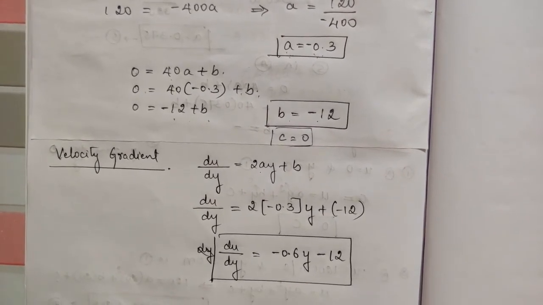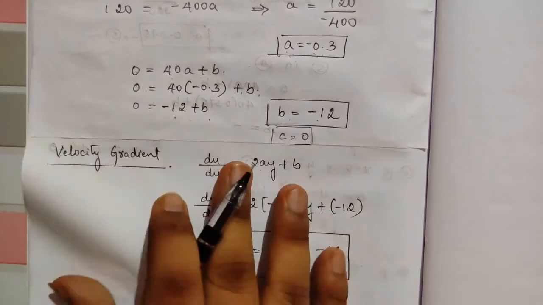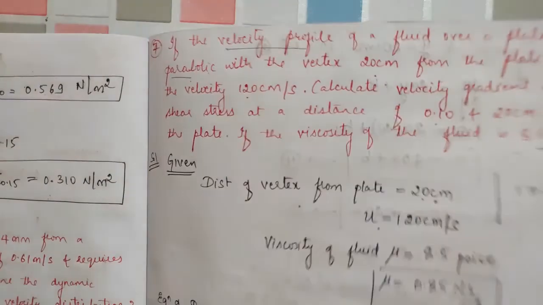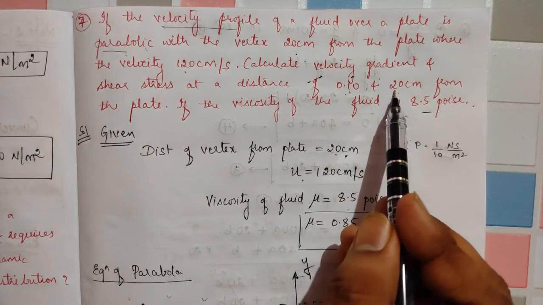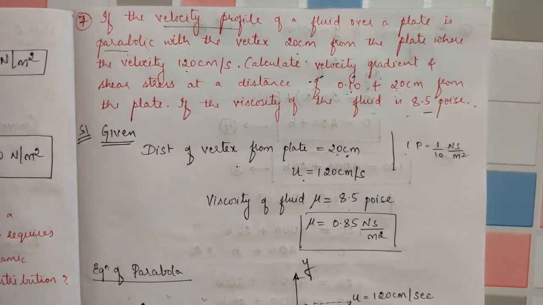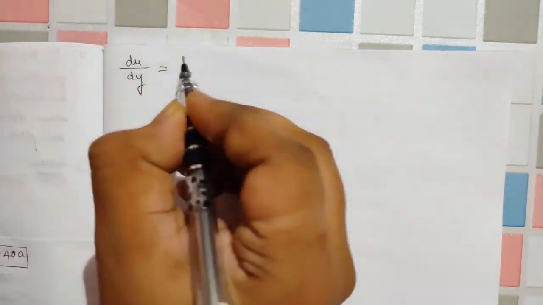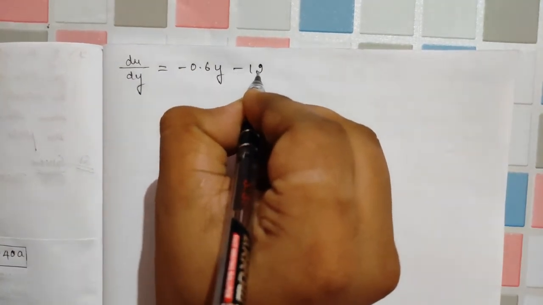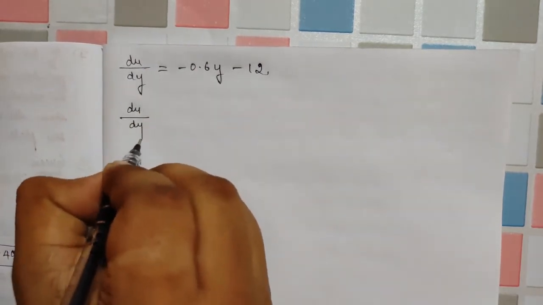Okay, so with this equation we will find the velocity gradient at y equal to 0, y equal to 10 centimeter and y equal to 20 centimeter. Why do we have to find it? Because they have given to calculate the velocity gradient at 0, 10, 20 centimeter from the plate. That's why we are finding it. So du by dy, I'll write the equation fully: minus 0.6y minus 12, correct.